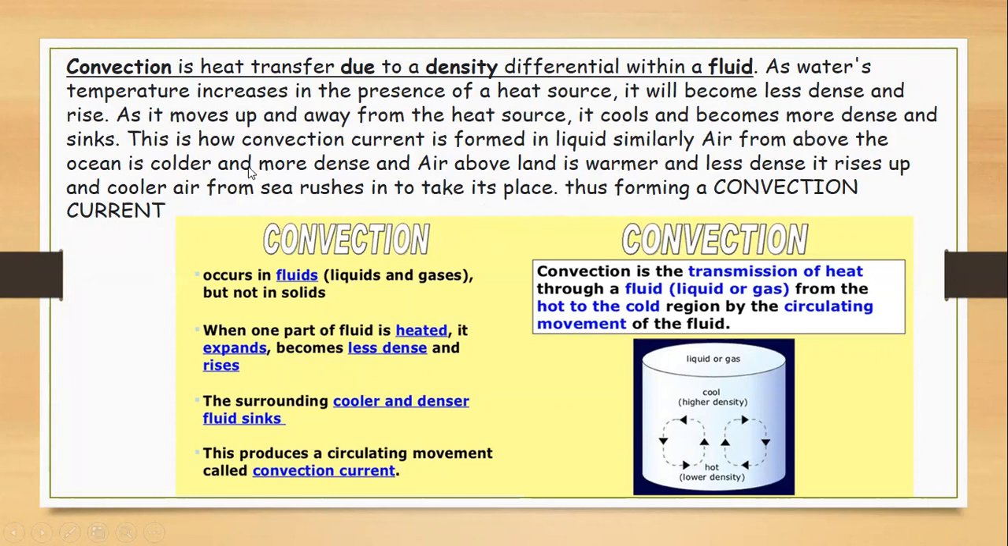The air above the sea is colder and more dense, and air above the land is warmer and less dense. The air above the land is less dense, so it rises up, and cooler air from the sea rushes in to take its place, thus forming a convection current. So you can see convection is the transmission of heat through a fluid from the hot to the cold region by circulating movement of the fluid. When one part of the fluid is heated, it expands, becomes less dense and rises. The surrounding cooler and dense fluid sinks. This produces a circulatory movement of the convection current.